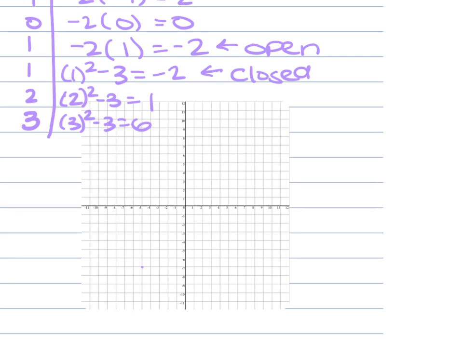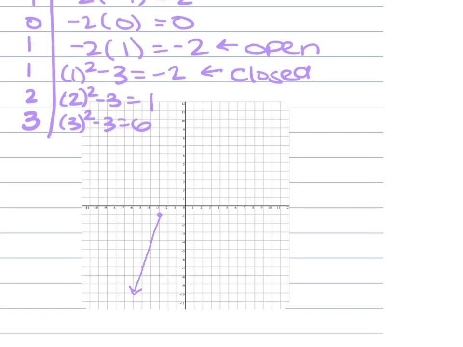From there, we have negative 4, negative 4. So 1, 2, 3, 4. And then we have the negative 3, negative 1. So that is here. So this one's going to be a closed circle. So my line is going to go this way.